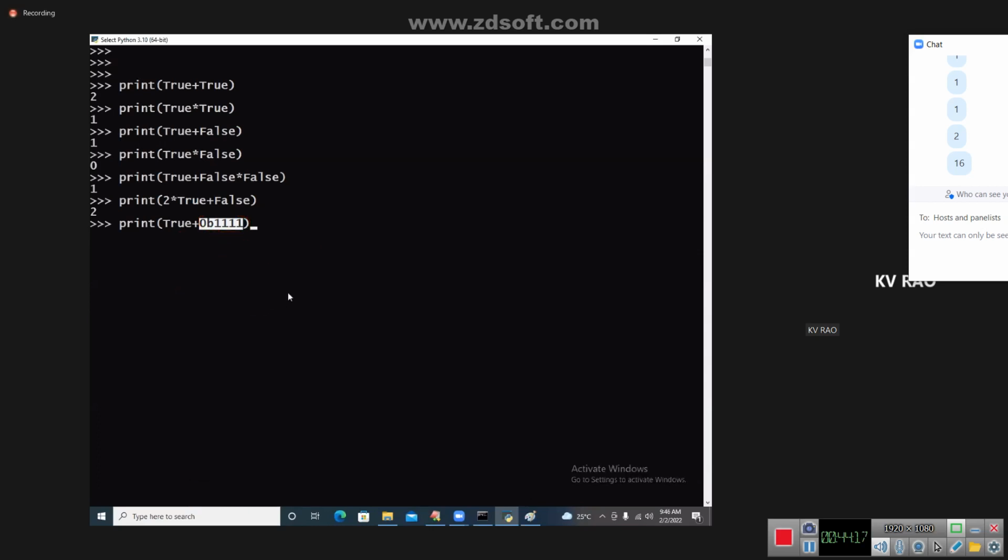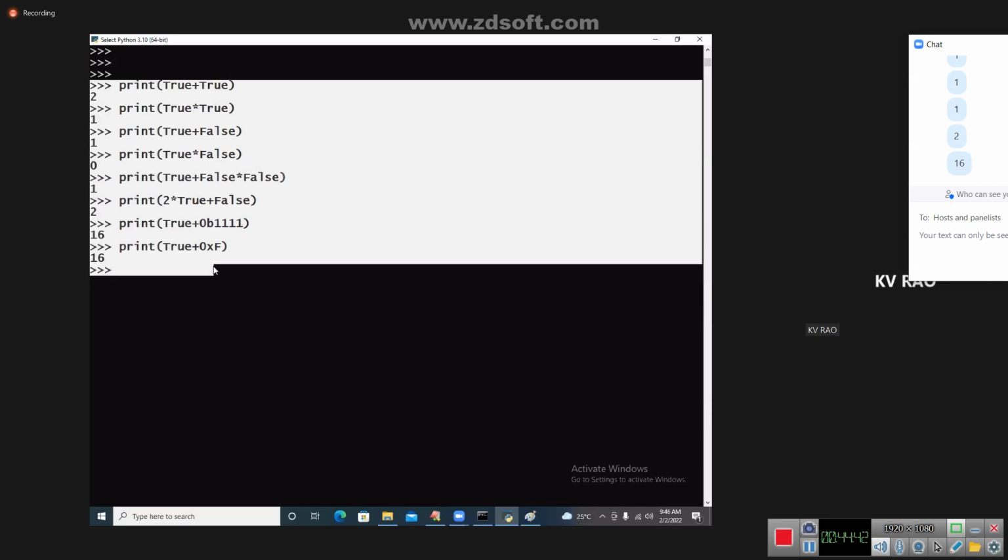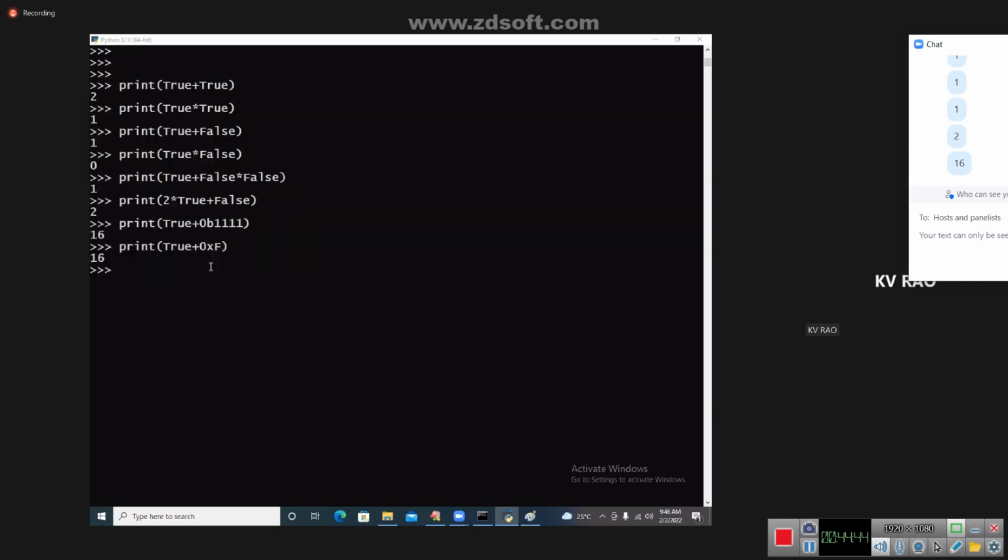So without reading the notes, you cannot come up with this. That is damn sure. Be careful. You can write it like that. Now I am writing 0xF. True is 1 and 0xF means 15. See the answer now, 16. This is how you can take care of this.